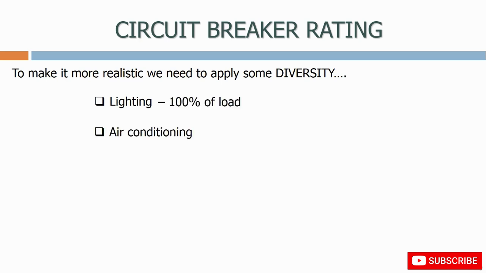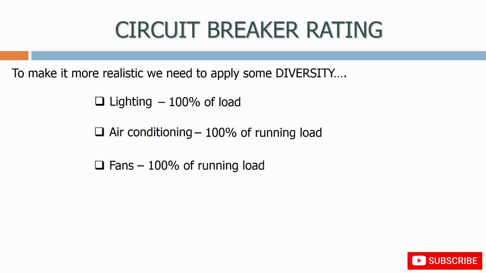What about the air conditioning? Is it likely that both air conditioners will be running at the same time? Of course it is. So therefore again we apply 100% diversity, which means 100% of the running load. What about the toilet fans? Is it likely that both fans will be on at the same time? Of course. Therefore again we apply 100% of the running load.